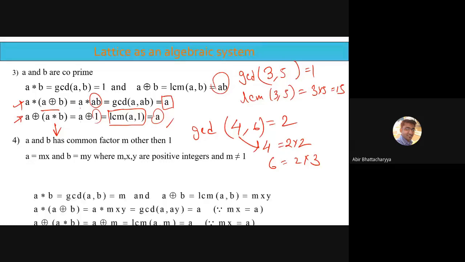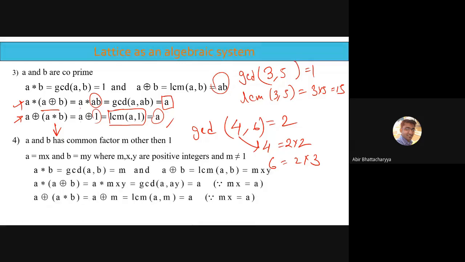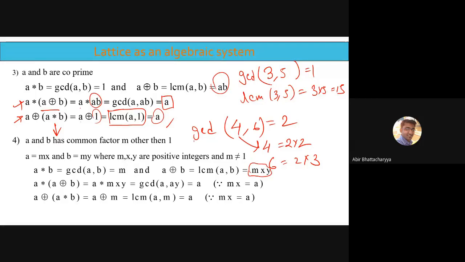Moving forward, we get A star B, which equals the GCD of A and B, and the GCD of A and B equals m. And A plus circle B equals the LCM of A and B, and this is equal to mxy. The LCM of A and B equals m times x times y.